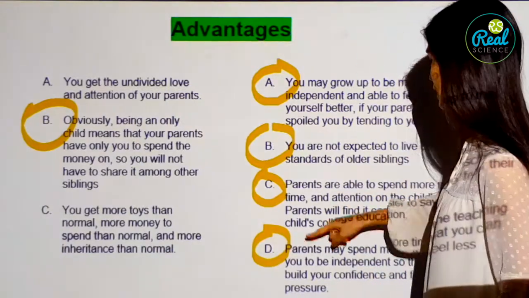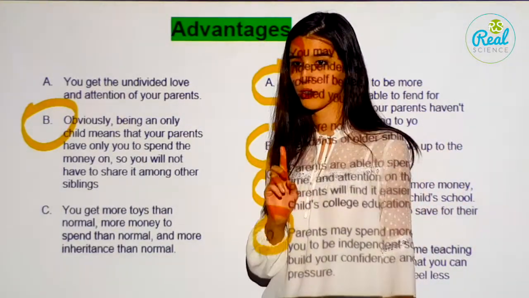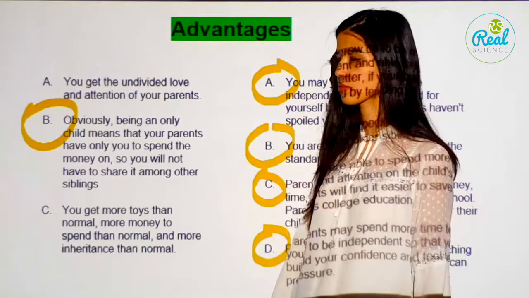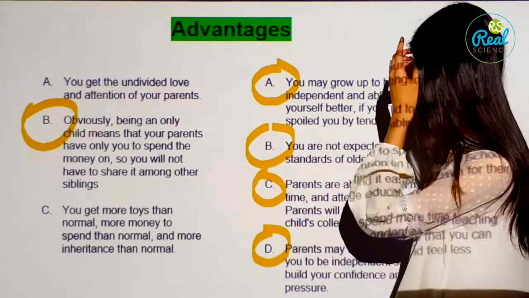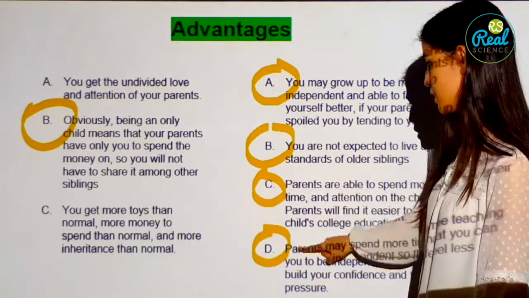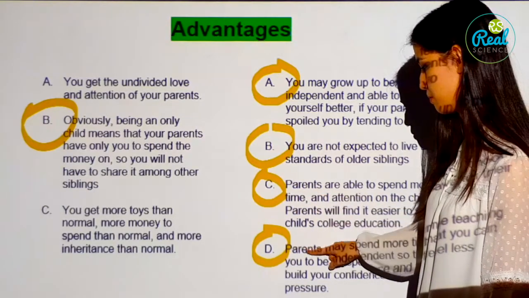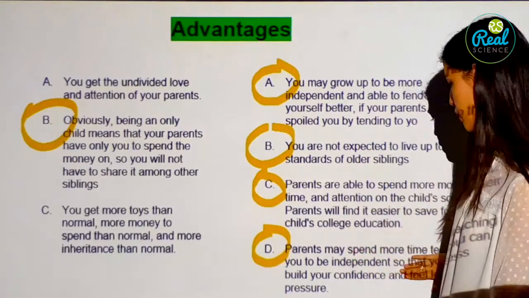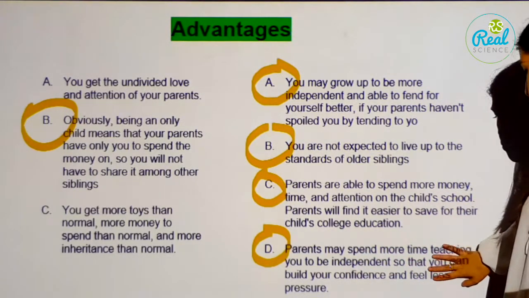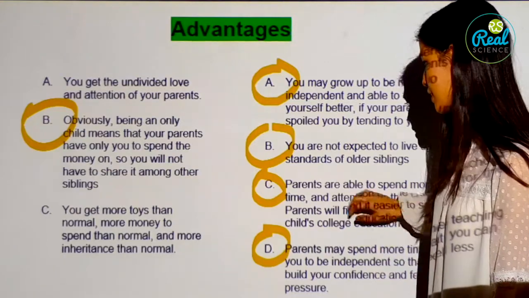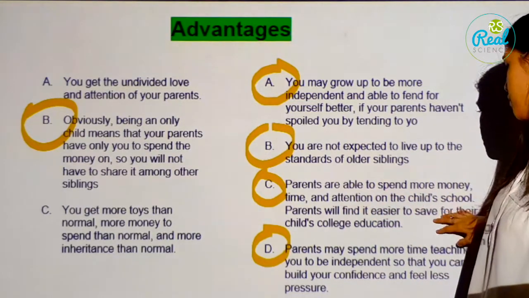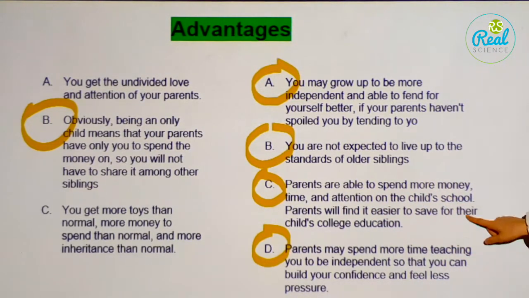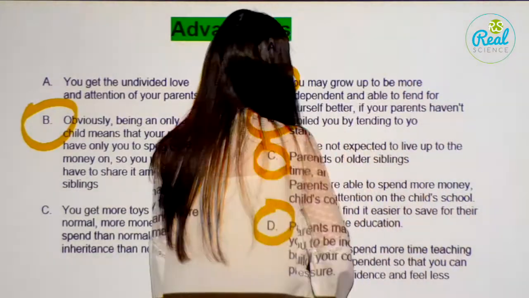Okay, now which one of these would you put as the first argument for the B1? C and D are the most, the strongest ones. So this one is strong: parents may spend more time teaching you. Okay. C, parents are able to spend more time. Aren't they similar? Yeah. They are a little bit similar.